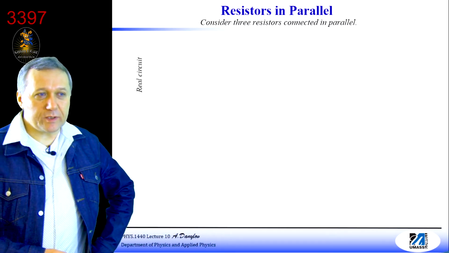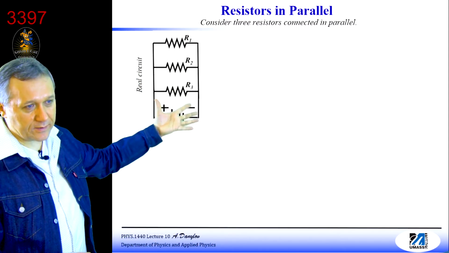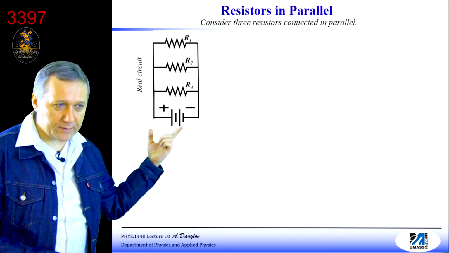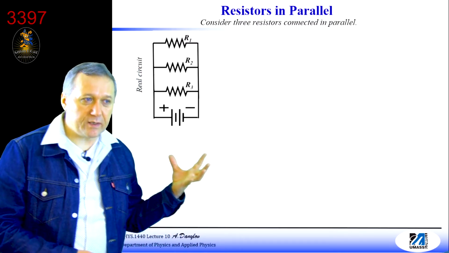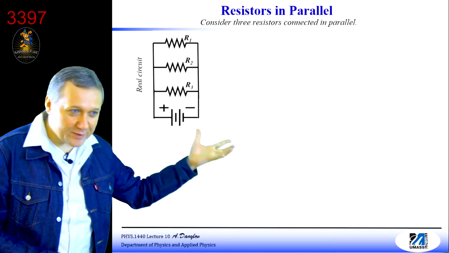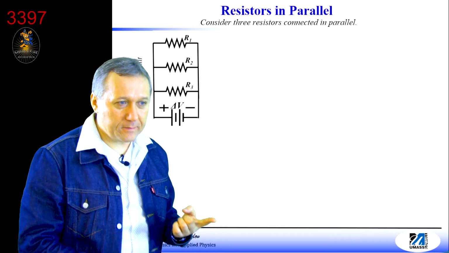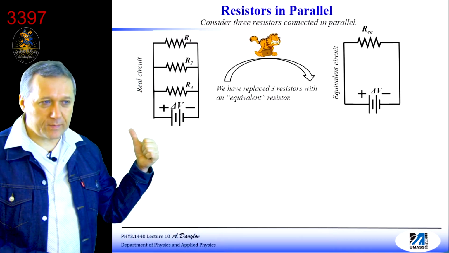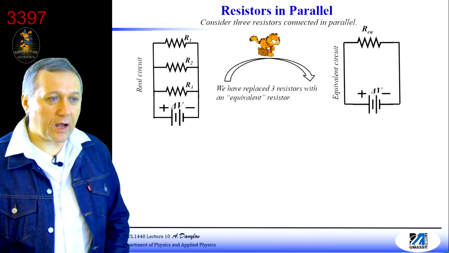Okay, so let's start with the case when resistors are connected in parallel. And let's start with the real circuit. You see there are 3 resistors, and I claim that they're connected in parallel and connected to the battery, plus and minus. The idea behind the equivalent resistance is very similar to the idea behind the method of equivalent capacitance. You need to replace all these 3 resistors with a single resistor, which we call an equivalent resistor. So this is the real circuit, this is an equivalent circuit, and instead of those 3 resistors, I introduced R equivalent.